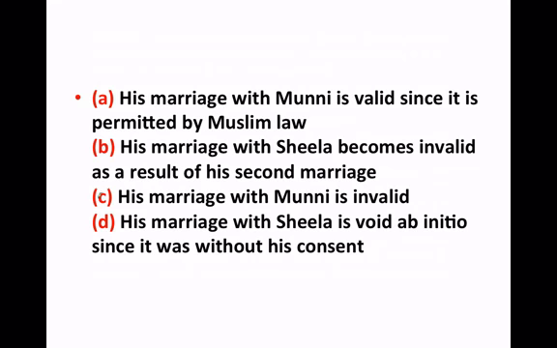Hence, his second marriage with Munni is invalid, and this is our answer. The fourth option says that his marriage with Sheila is void ab initio since it was without his consent. See, first of all, ab initio means from the beginning, from the initial time. But do we have any information whether you need consent for marriage?